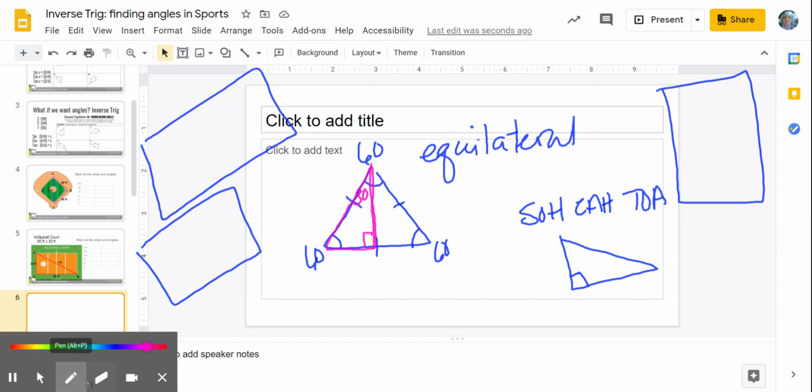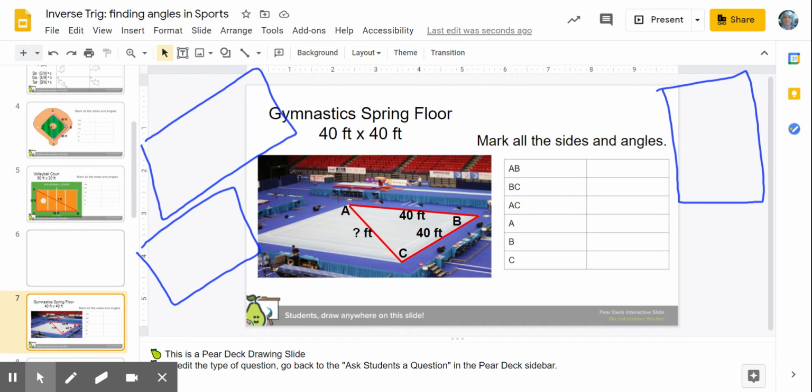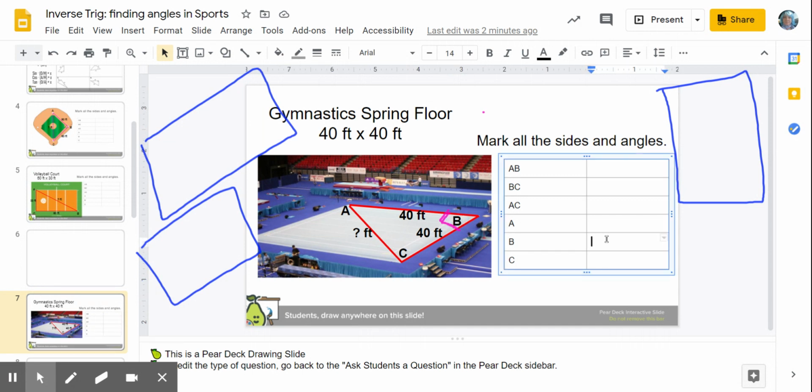It would, but is that an equilateral triangle? You're looking at the gymnastics floor, right? So a gymnastics floor has right angles. So over here at angle B, there is a right angle. Every single one of these has right angles in it. So the trick is to find out which one. So that is definitely 90 degrees at B.